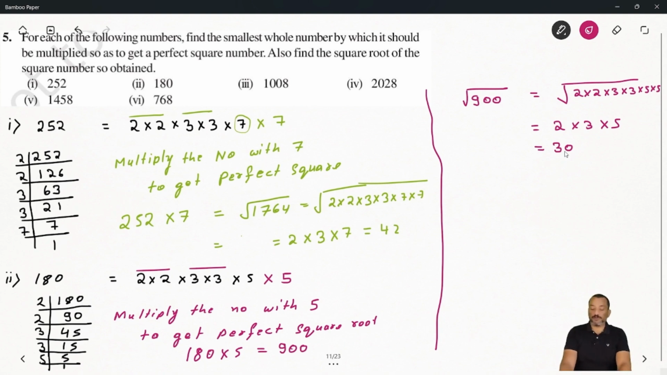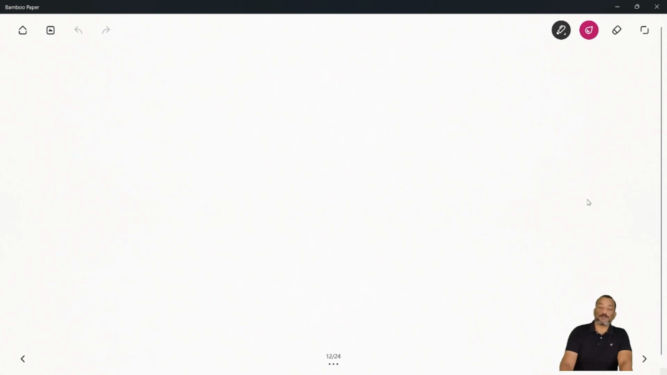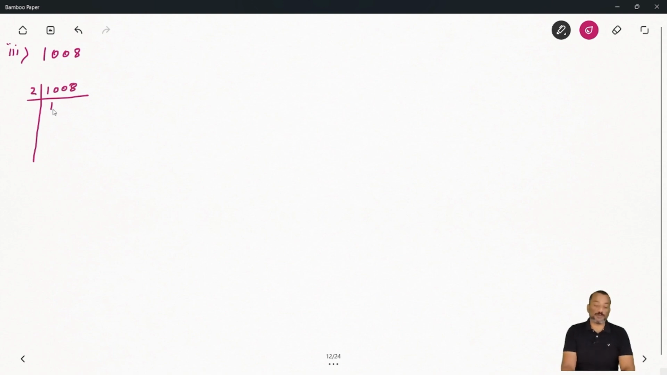That is the way we can solve this one. Let's try question number 3. We have to find the number by which 1008 should be multiplied. So the same way, we will do the prime factorization of 1008, dividing by 2. So here, how much will you get?